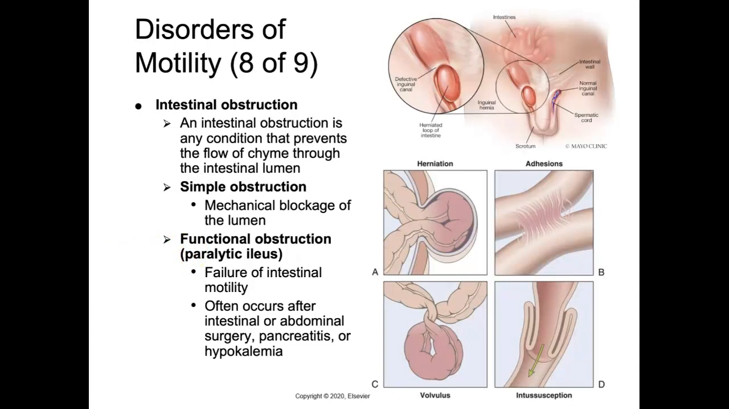And with this, we have a failure of intestinal motility because there's a functional motor paralysis of the digestive tract that is secondary to neuromuscular failure, which usually takes place after some type of intestinal or abdominal surgery, if someone has pancreatitis or hypokalemia. And because the bowels are not moving due to that failure of motility, we have fluids and gas that accumulate, and that stretches the bowel walls, causing vomiting, decreased bowel sounds, and constipation.